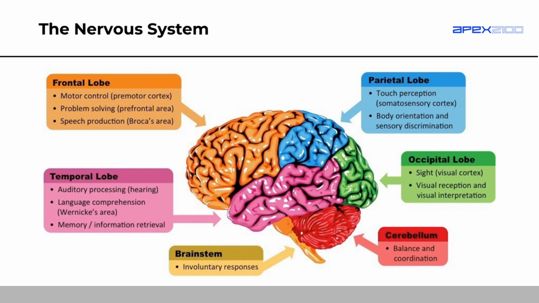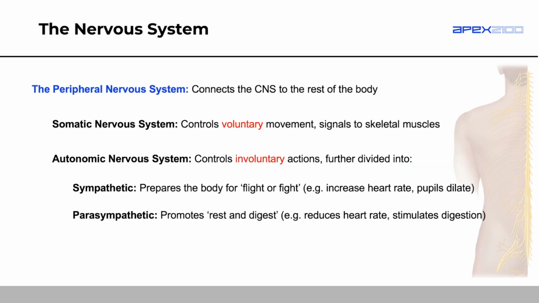And then finally the brainstem, whose purpose is mainly to control the respiratory and cardiovascular systems. So involuntary responses being breathing and the heart. Okay, the peripheral nervous system is what we'll look at next. The peripheral nervous system connects the central nervous system to the rest of the body. Think about it as all of those nerves running through your body from your brainstem all the way down to your fingers and toes.